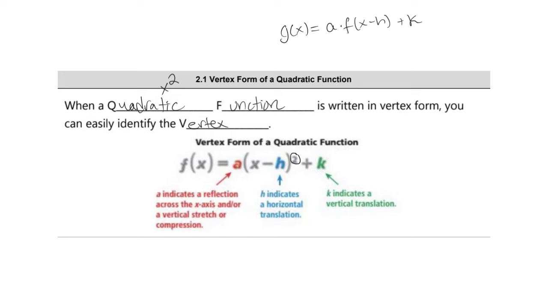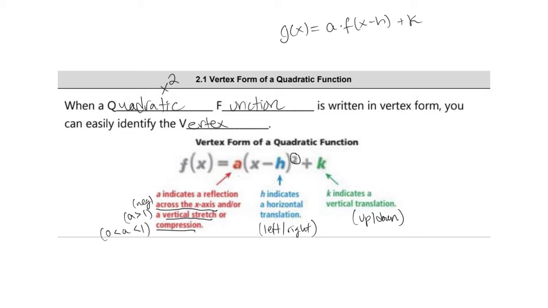Okay, so we have an a in the front again, which if it's negative, it reflects across the x-axis. So this is when it's negative, right? When a is greater than 1, then it's a vertical stretch, and when a is between 0 and 1, it's a compression. Okay. Now, h tells us our horizontal translation, so left or right, and then k tells us up or down.